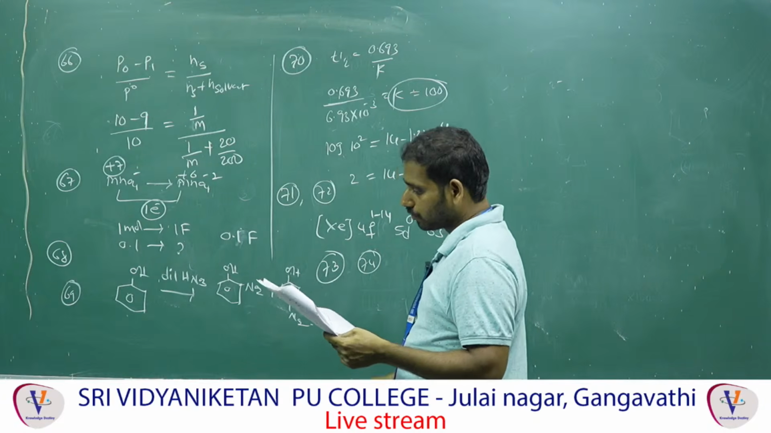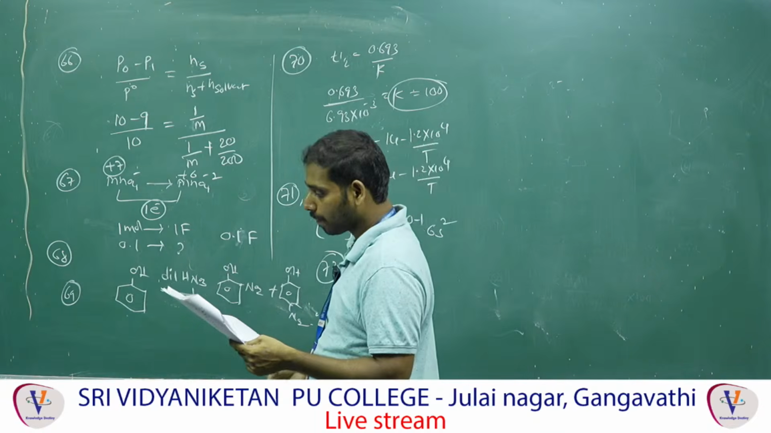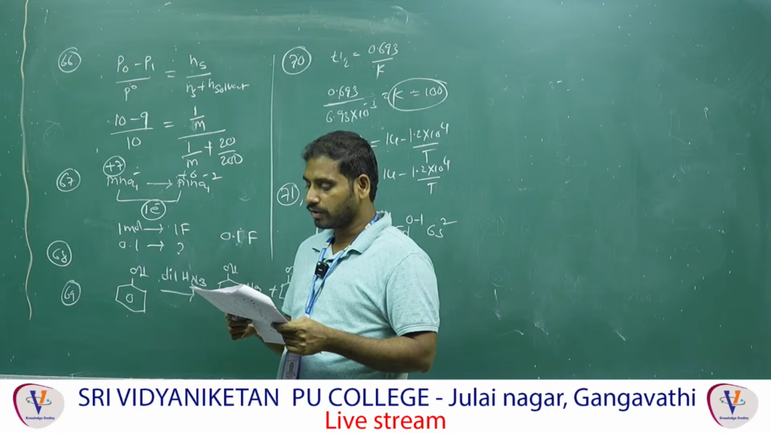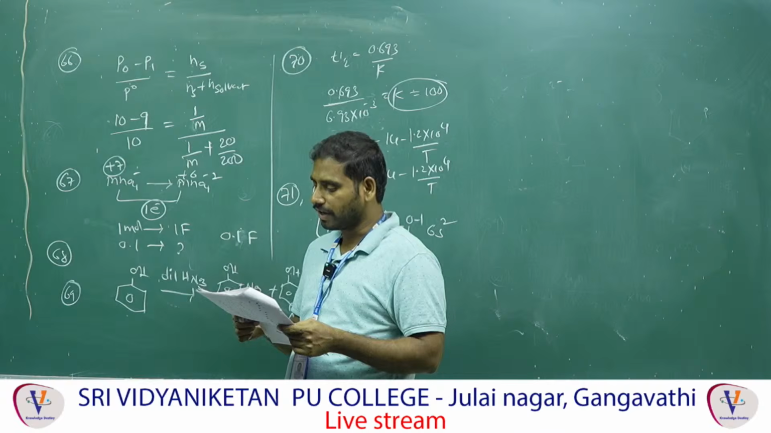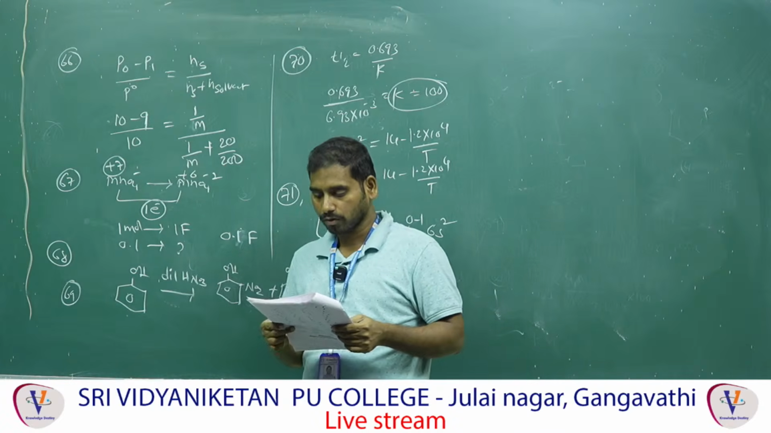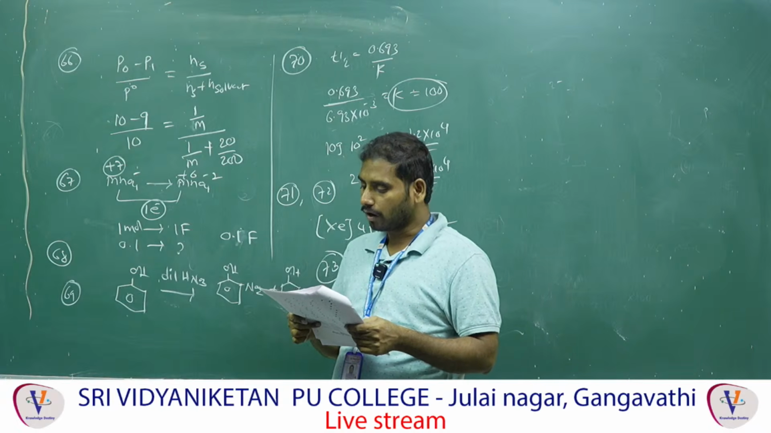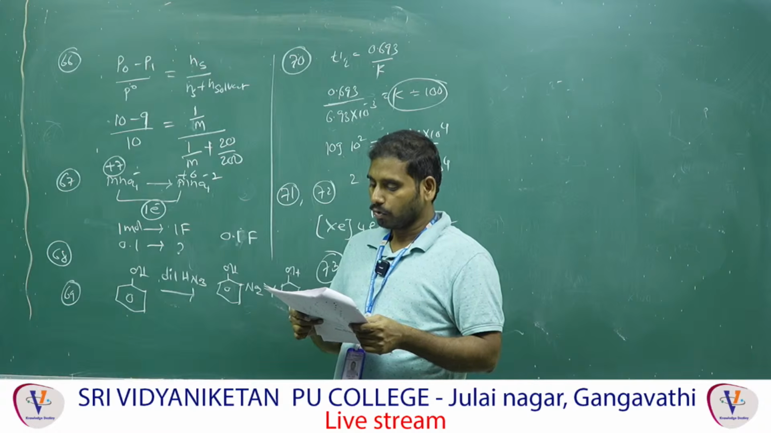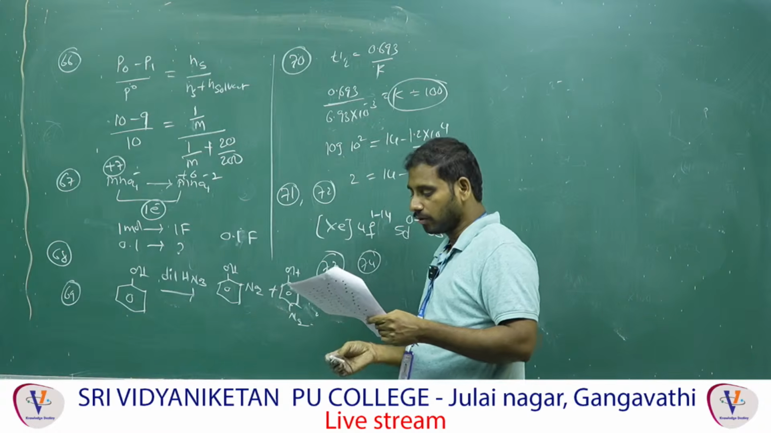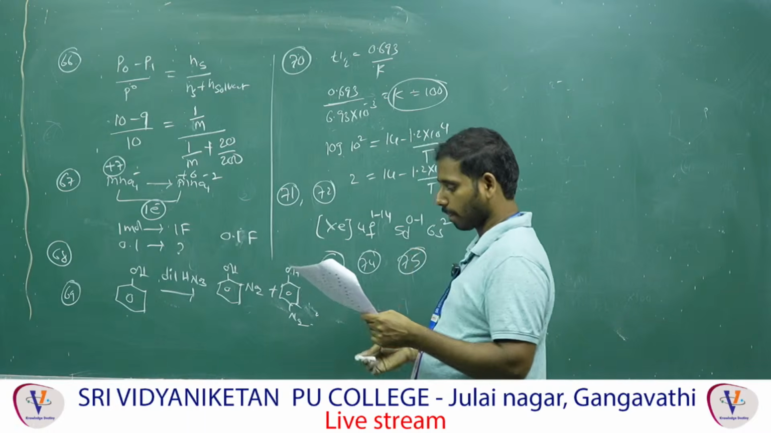CH3CH2 twice OH with NaBr. That means OH is replaced by Br. Which option? Fourth option. Next one, CH3 twice COH, that OH replaced by HCl. That means OH replaced by Cl. Which option? Third option. Next one, OH replaced by Br. Which one? 1. OH replaced by Cl. Which one? Second one. But finally, which option? First option. Next one.